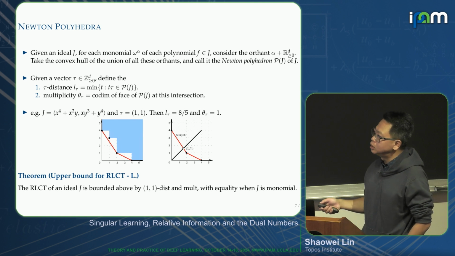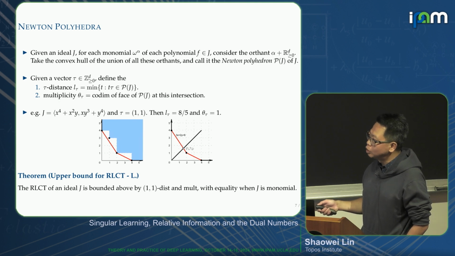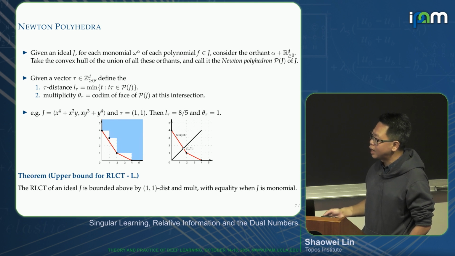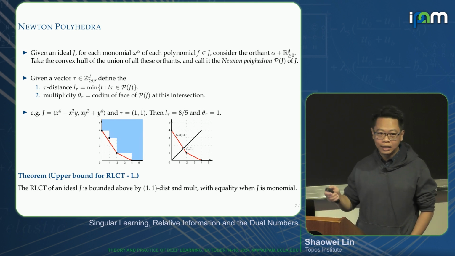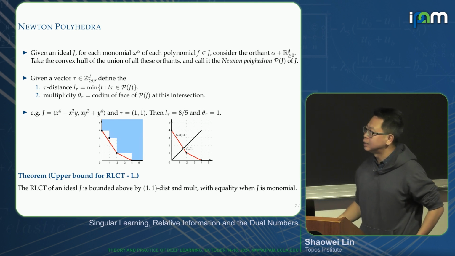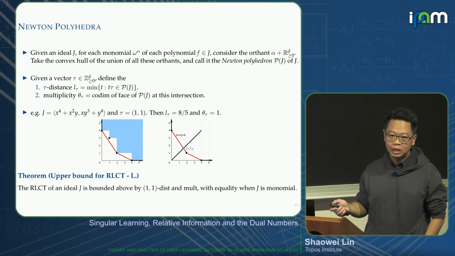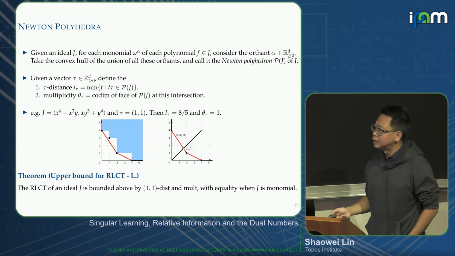You take each polynomial that you have in your ideal, you look at each monomial of that polynomial, and for each monomial, you take the exponent, alpha, and you consider the orthant whose corner is at alpha. So it looks a lot like one of these blue squarish regions that we have here. And then you take the union of all these orthants, you take the convex hull, and you get a polyhedra, which could be infinite in size. That's called the Newton polyhedra of J, the ideal J.